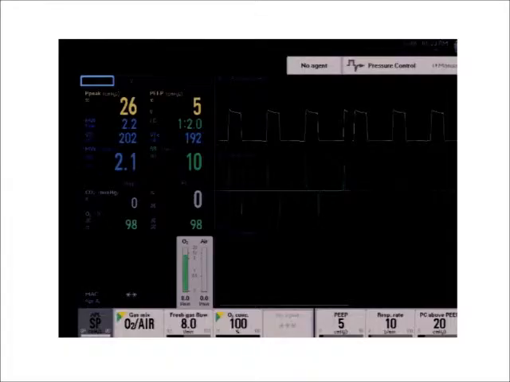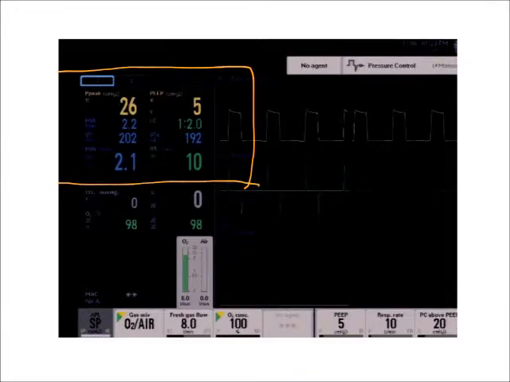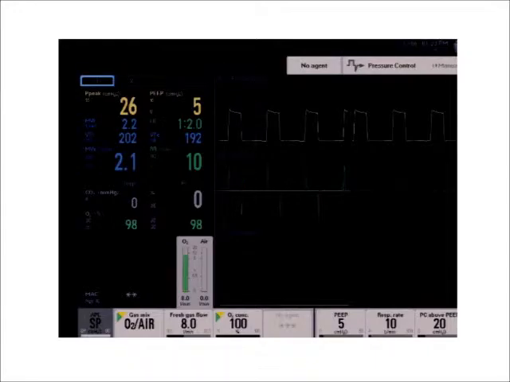For our measured values, we're going to look at this portion of the screen. It's going to be the top left-hand corner of the screen, right here. And the measured values we want to focus on are the tidal volume delivery in this scenario. And here is my tidal volume, my inhaled tidal volume and my exhaled tidal volume.